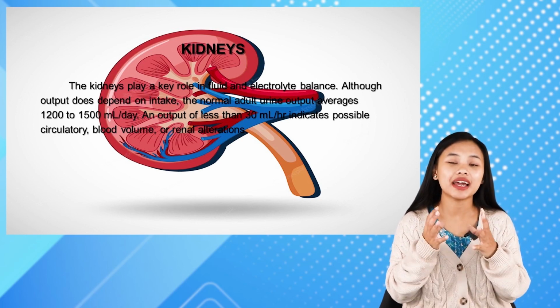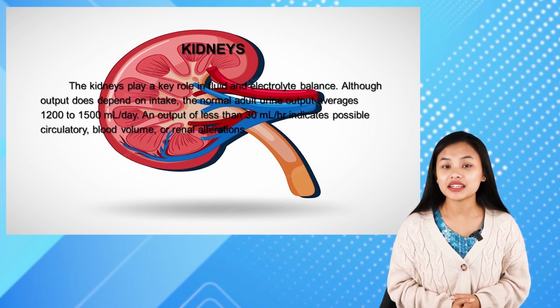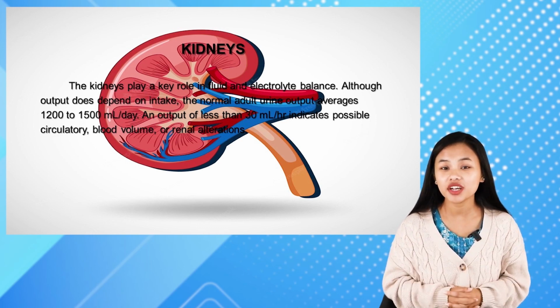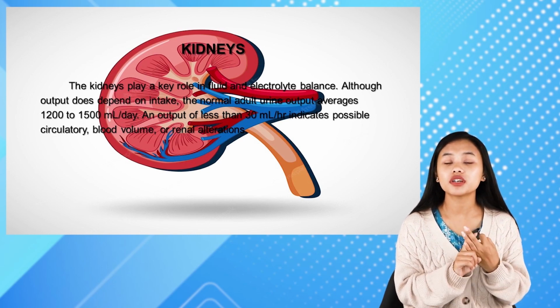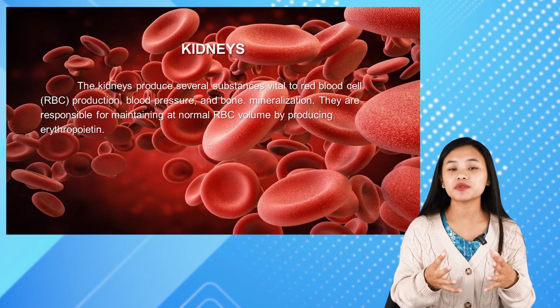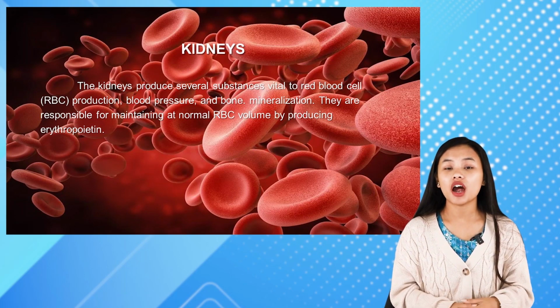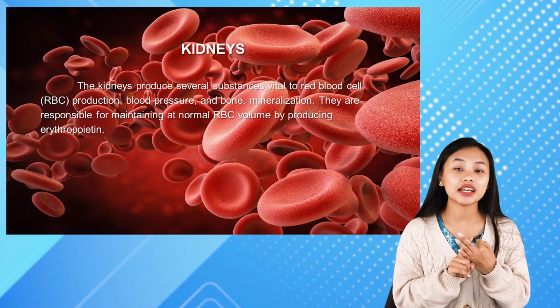So if there is an output of less than 30 ml per hour, then this may serve as an indication that there may be presence of possible circulatory, blood volume, or even renal alterations. As the kidney is also responsible for producing substances which are vital to the RBC production, to the blood pressure, as well as the bone mineralization.